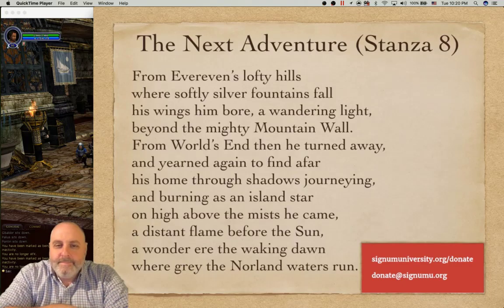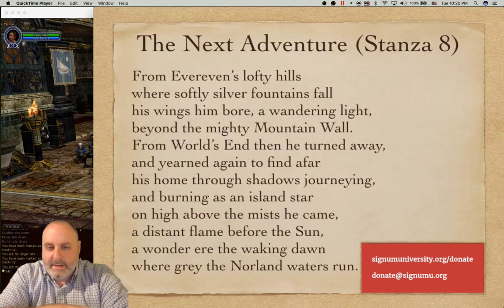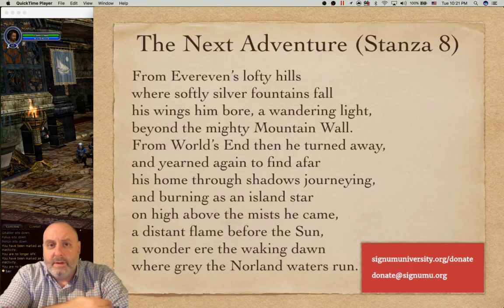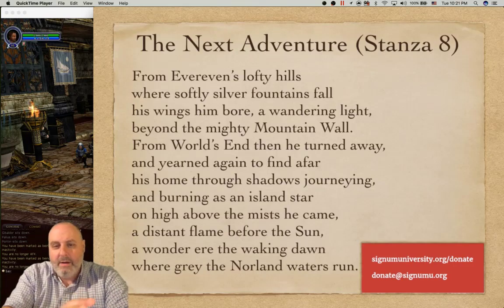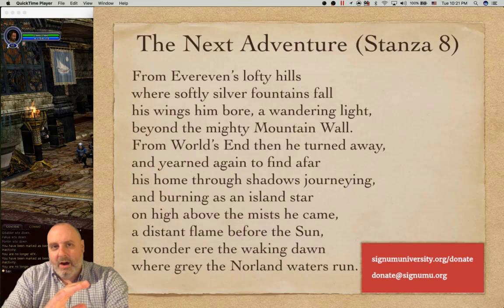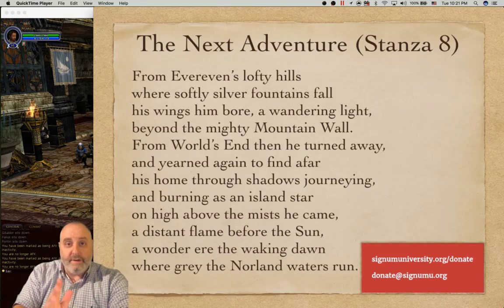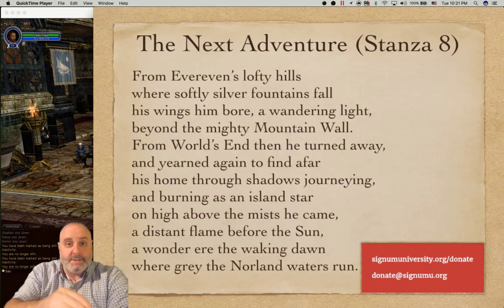Okay, and lofty hills where softly silver fountains fall, his wings him bore a wandering light beyond the mighty mountain wall. Beyond the mighty mountain wall means, I guess, the Pelóri, right? The barrier of mountains. So in other words, what he's saying here is that he is taking off, right, and flying over Valinor, right? So he's still beyond the mighty mountain wall. He's still to the west, right?